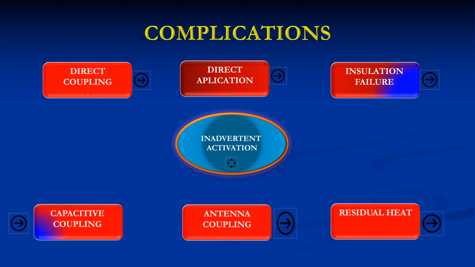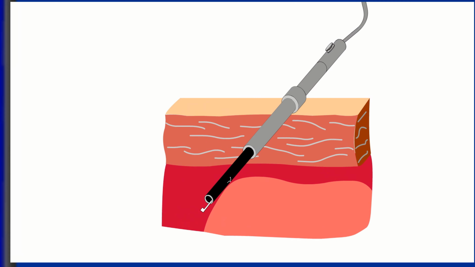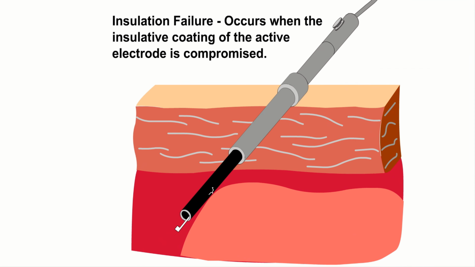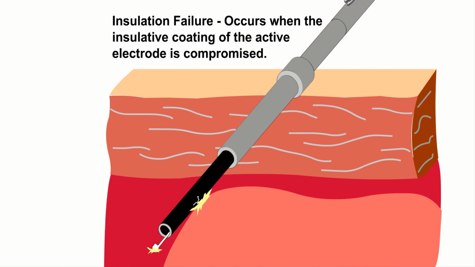Overview of complications. Insulation failure. Insulation failure is a breakdown of the insulation layer around the active electrode. Its incidence is about 20% in reusable laparoscopic instruments and 3% in disposable instruments, with the distal third of the instrument being the most commonly affected site.